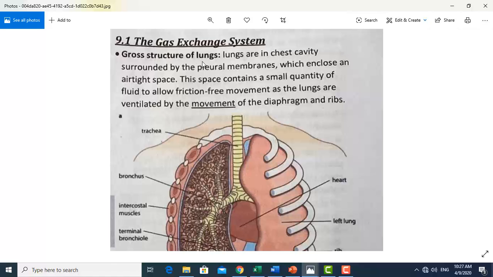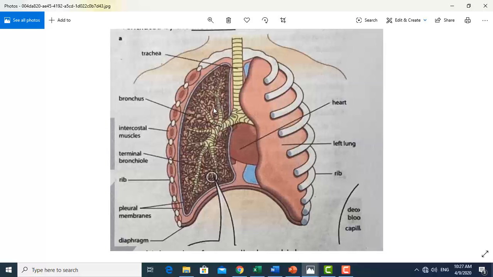The cross structure of lungs: the lungs are in the chest cavity, surrounded by the pleural membranes, which enclose an airtight space. This space contains a small quantity of fluid to allow friction-free movement as the lungs ventilate by the movement of the diaphragm and ribs. Okay, fair enough.